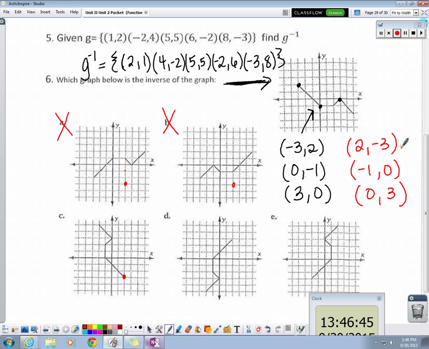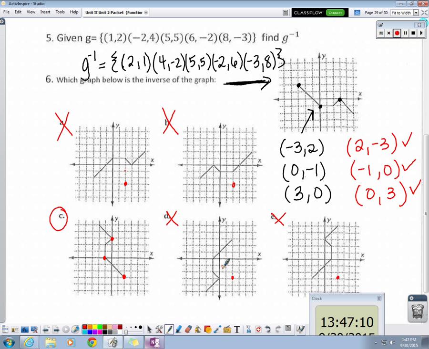Okay, so that one's working so far. Negative 1, 0. Is that on that graph? Yes. And 0, 3? Yes. 0, 3 means just go up 3, and that lands on the graph. So C is the inverse of the original graph. And then you can quickly check D and E. If you go right 2, down 3 on either one of those, it does not land on the graph. So we know those are wrong.